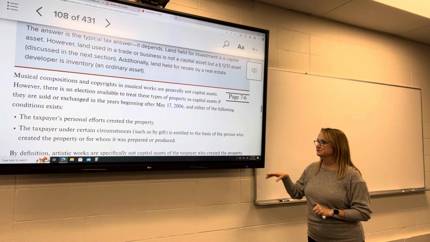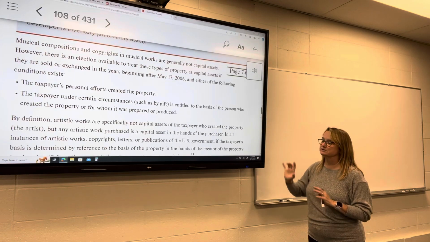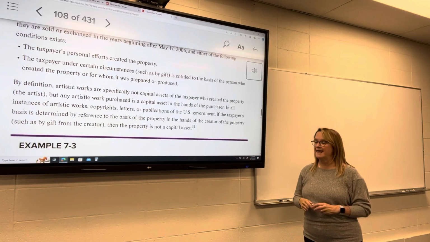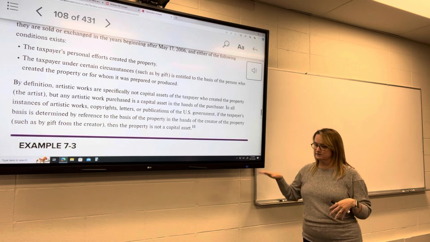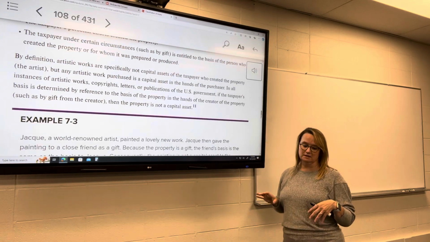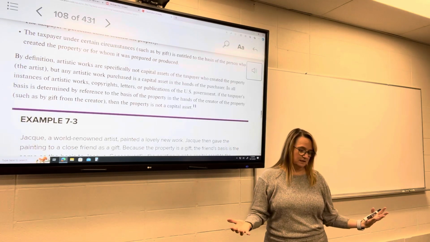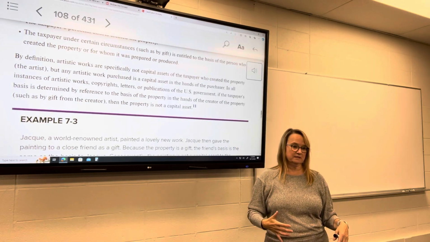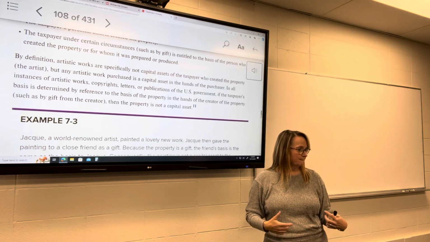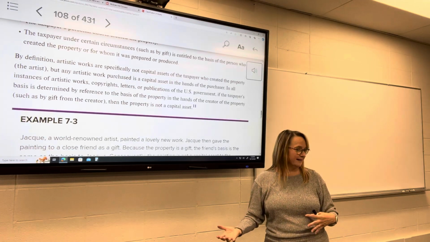There are some exceptions to that. Also, it depends, like artistic works, they talk about here, artistic works in the hands of the artist. If I'm an artist and I do paintings, when I sell a painting, that's ordinary income to me. The person who purchases it though, it's an investment for them, and so then it becomes a capital asset.